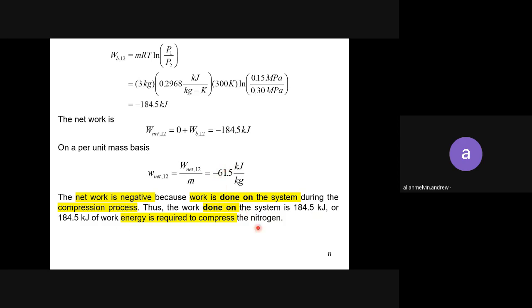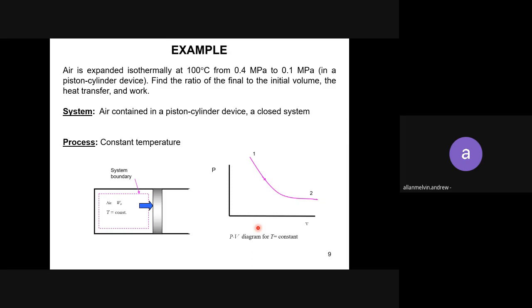Okay, so that's on this. Now we see another example. You try to relate it with whatever we learned earlier. For this example, air is expanded isothermally. This one is related to air, and air is also under the ideal gas condition.